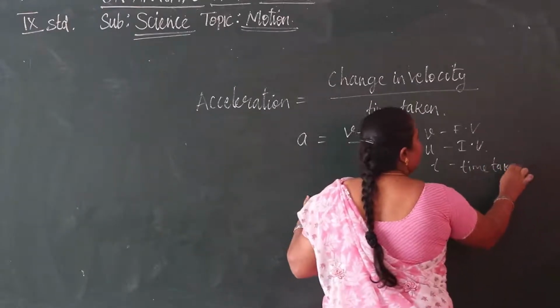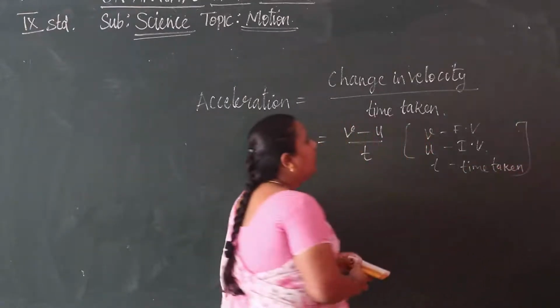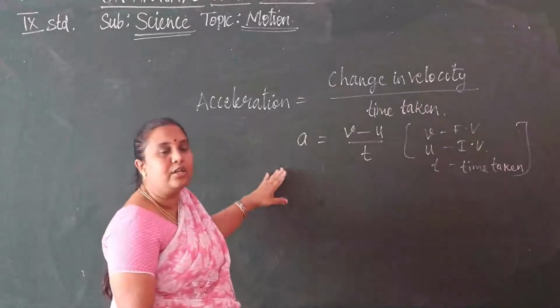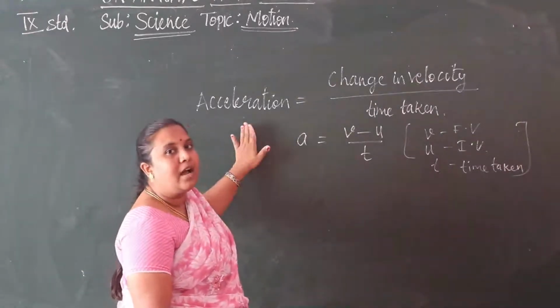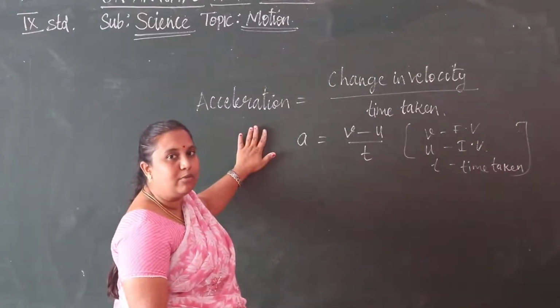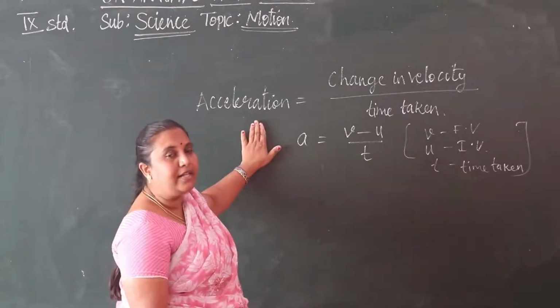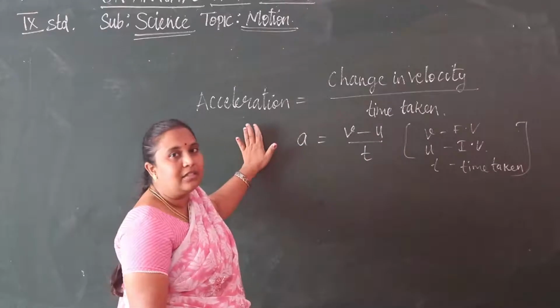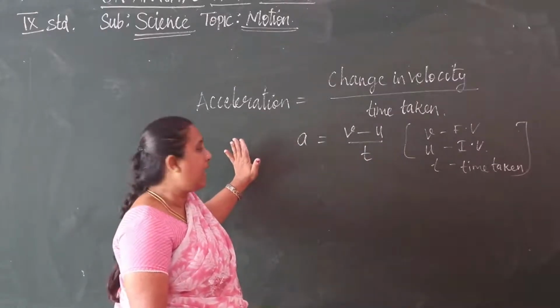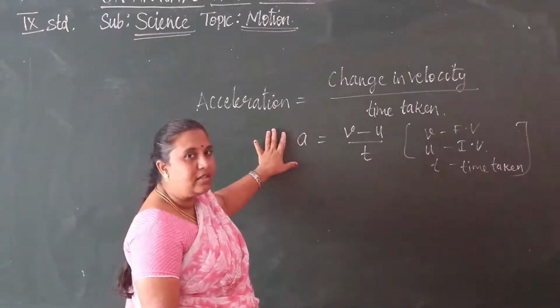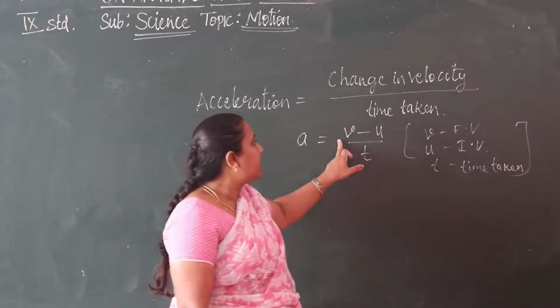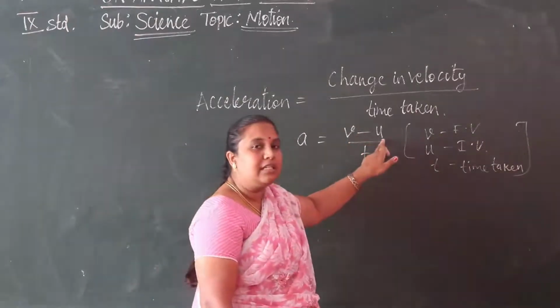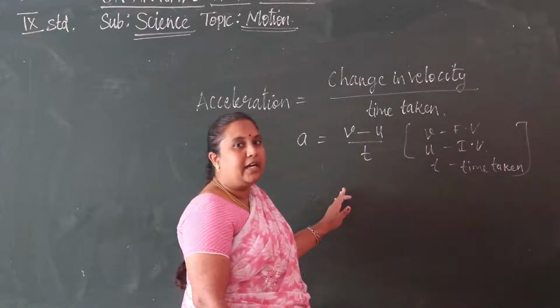So, understood children, what is the formula to find acceleration? Acceleration is a non-uniform motion, and it can be defined as the rate of change in velocity with time taken. So how to calculate this? Acceleration equals final velocity minus initial velocity by time taken.